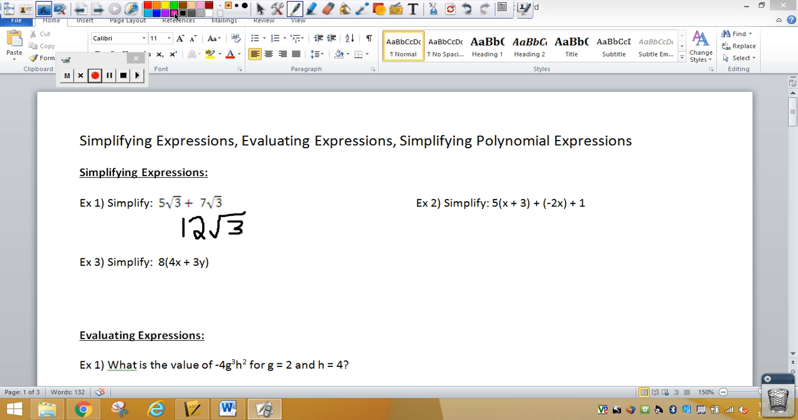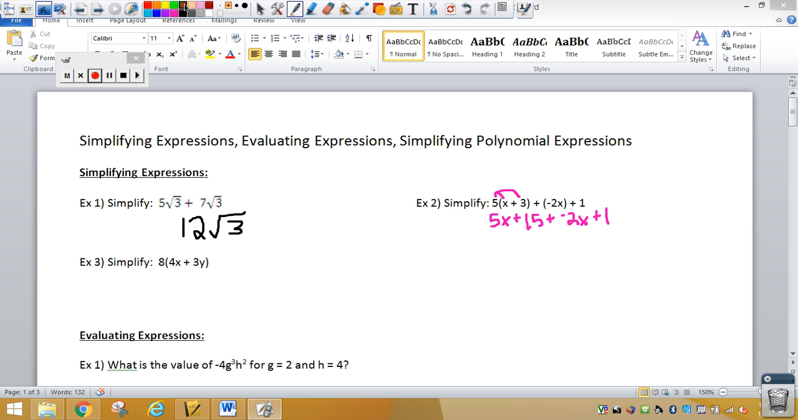Let's look at example 2. We're going to start by distributing. So 5 times x is 5x. Bring down my plus. 5 times 3 is 15. There's nothing to distribute here in front of this negative 2x, so I'm just going to bring down a plus negative 2x. And I'm going to bring down my plus 1.